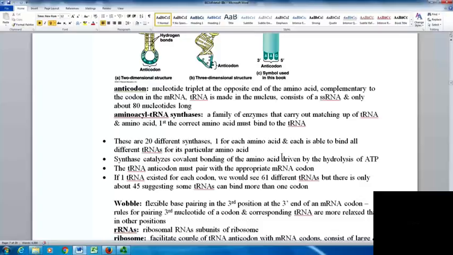Your synthetase catalyzes the covalent bonding of the amino acid. It's going to bring its own energy through the hydrolysis of ATP. Your tRNA anticodon has to pair with the appropriate mRNA codon.